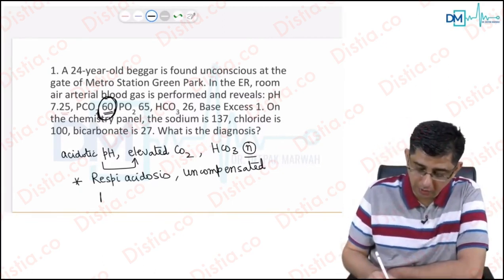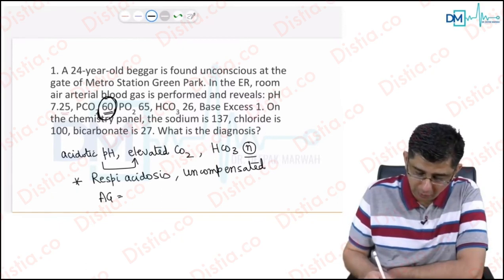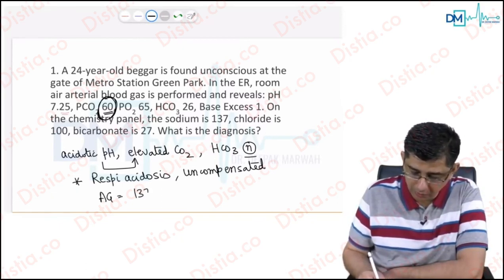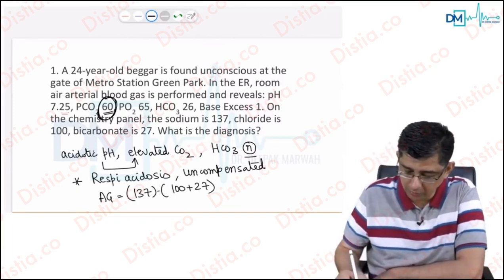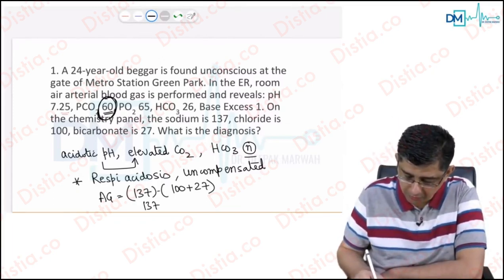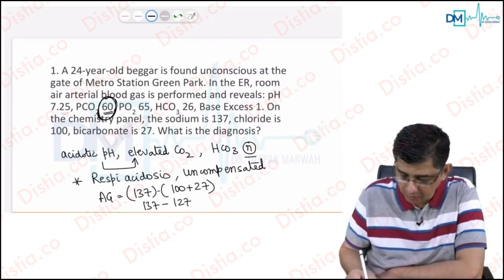You can also calculate the anion gap. Make it a habit to calculate the anion gap, that is sodium minus the value of chloride and bicarbonate. The chloride is 100, bicarbonate is 27, so this will work out to a mathematical value of 10 milliequivalents, which means that the anion gap in this patient is definitely normal.